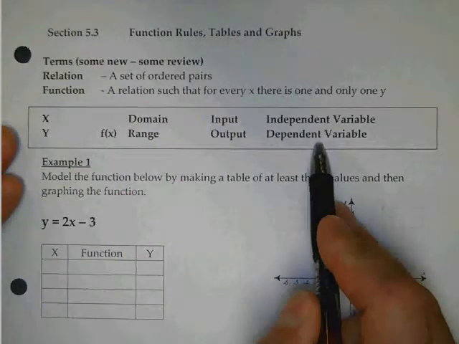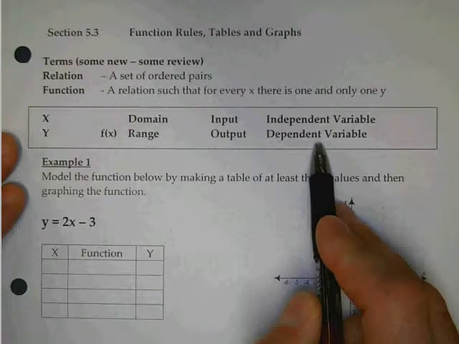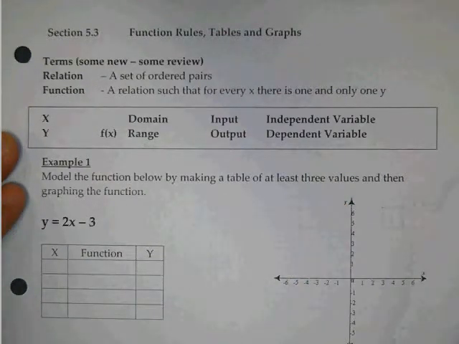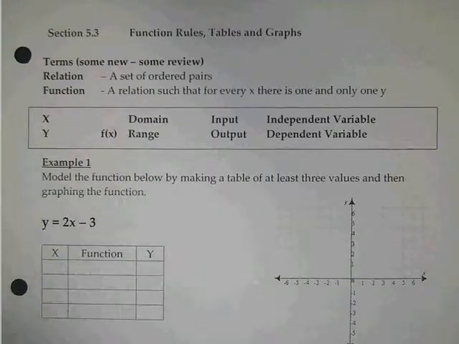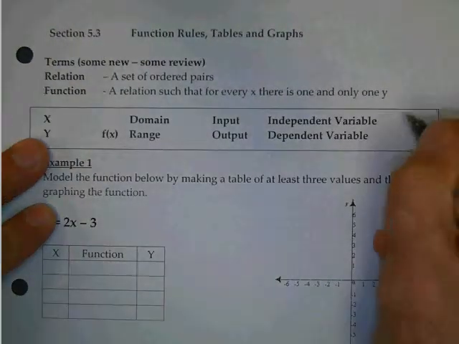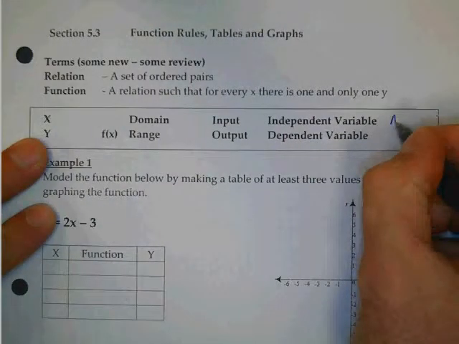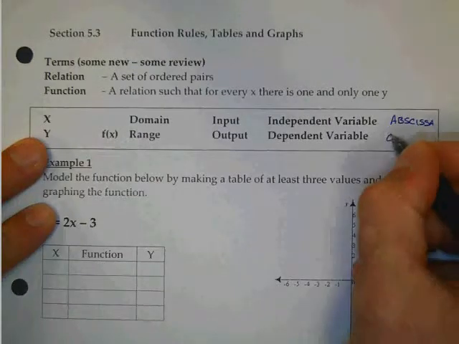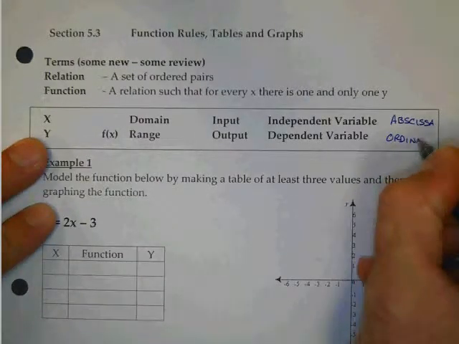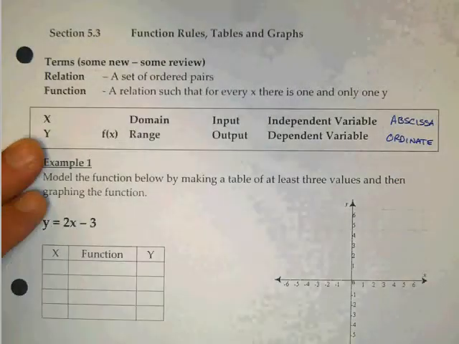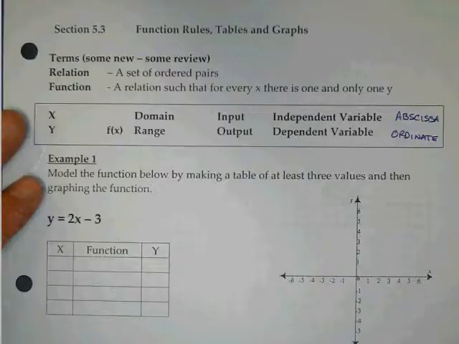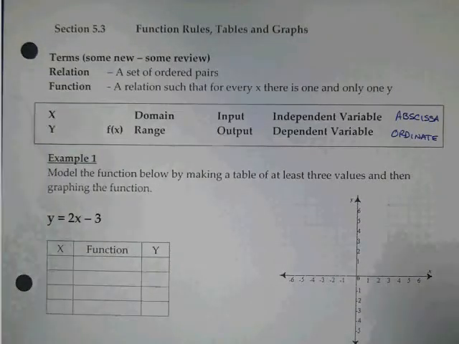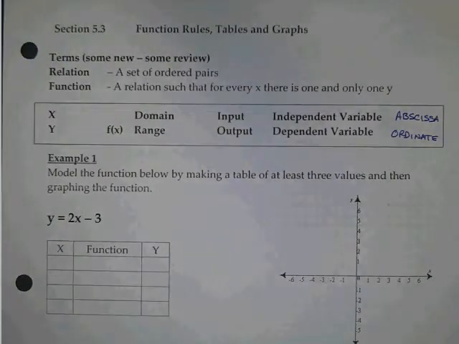What is the one pair I did not list? Can you think of it? Abscissa and ordinate. Try to spell it on your own right now. If you need to, look up abscissa and ordinate. Okay? So just a little bit of a review there. Those are the main names for X and Y as we're looking through these.